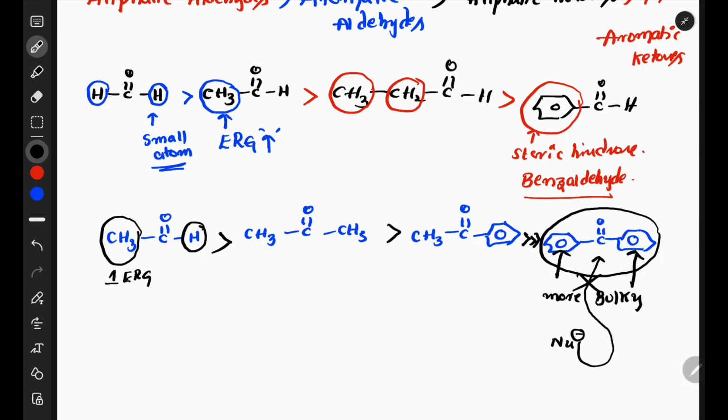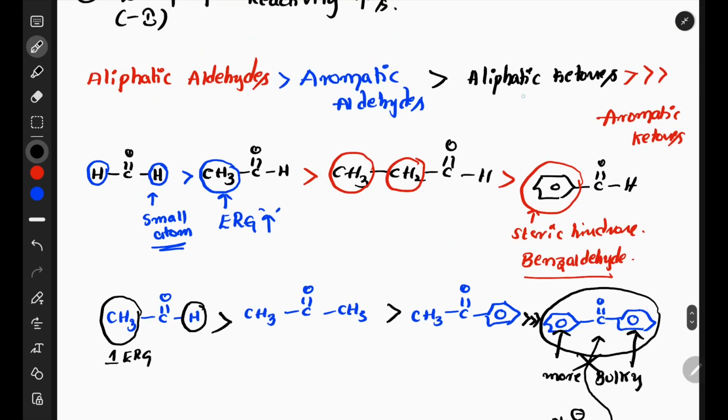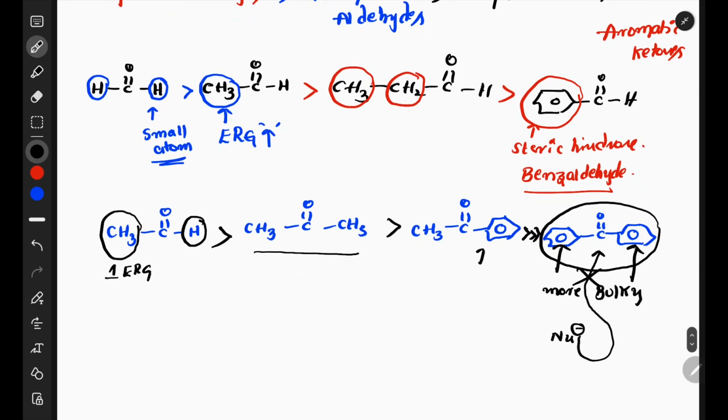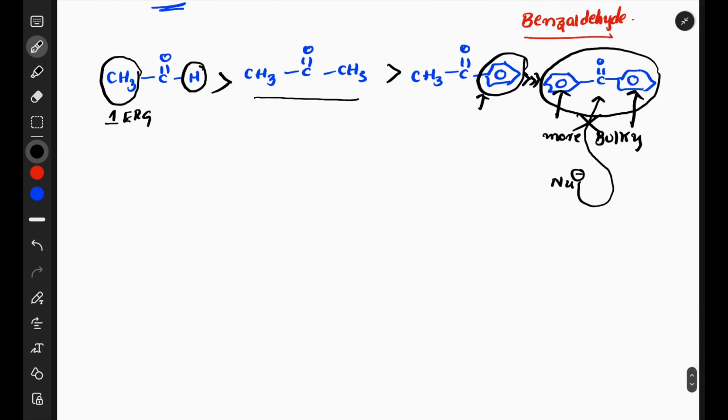So then look at this molecule and this molecule. I already gave the order that aliphatic ketones are more reactive when compared to aromatic ketones. Again, you know why aromatic ketones are least reactive. One of the benzene rings is creating more steric hindrance to attack the nucleophile. Let me take another order.